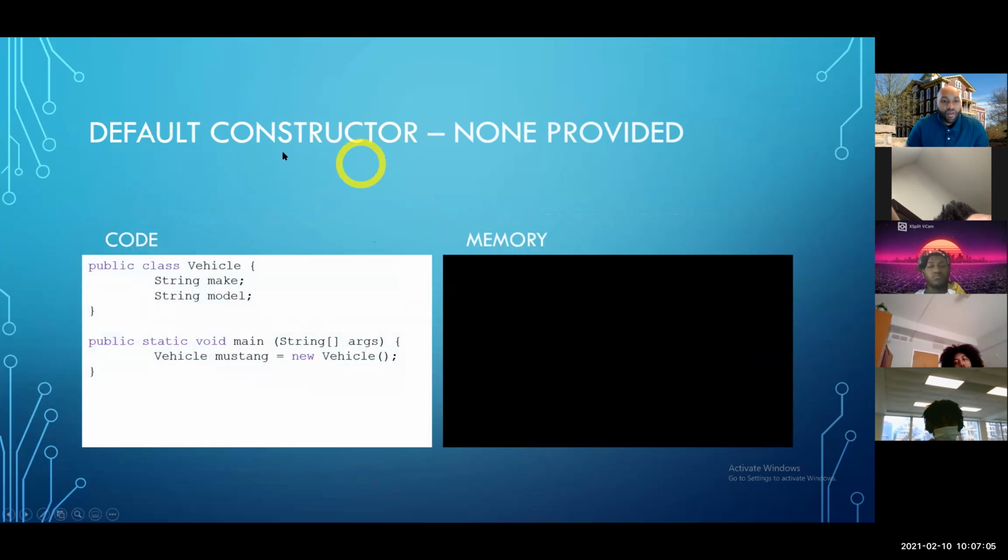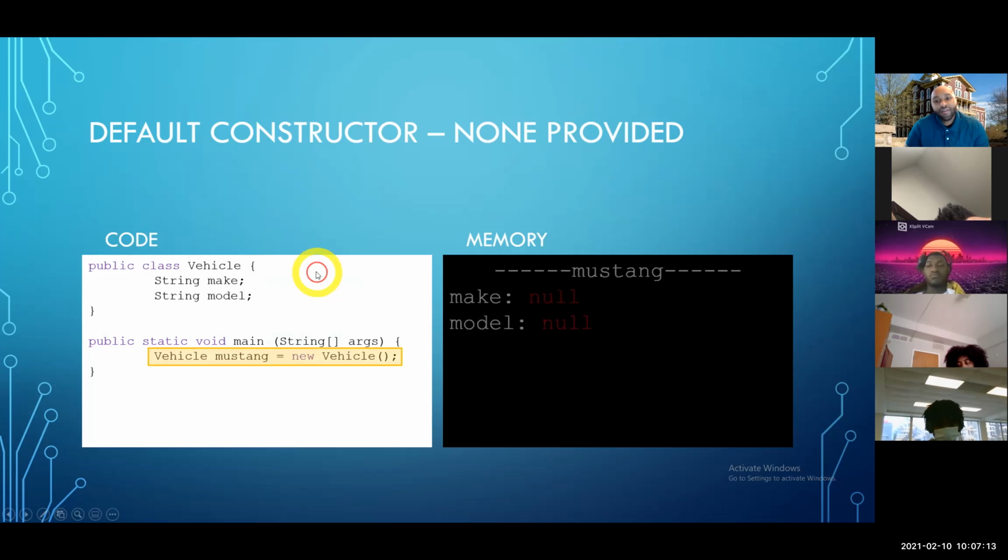All right, so this would be that same example. We have a public class vehicle. We create a vehicle Mustang equals new vehicle, right? We run this line, and make and model are both equal to null, okay? There's no constructor provided.